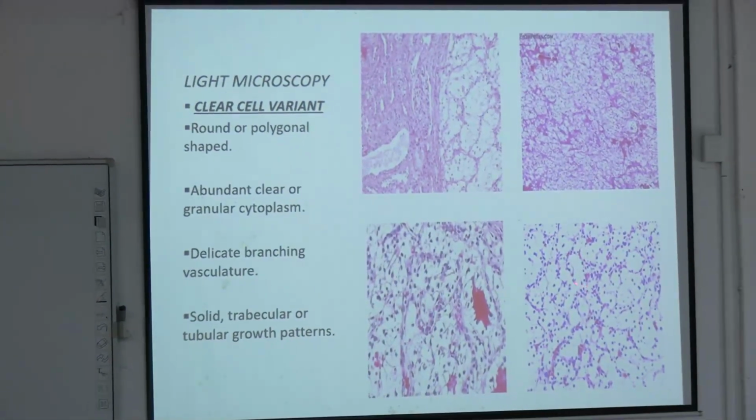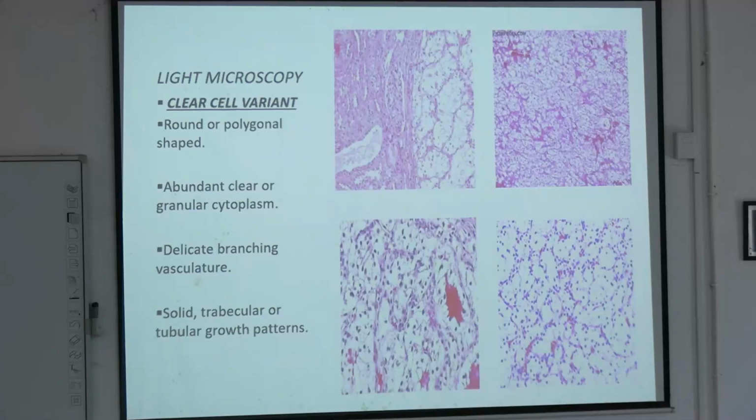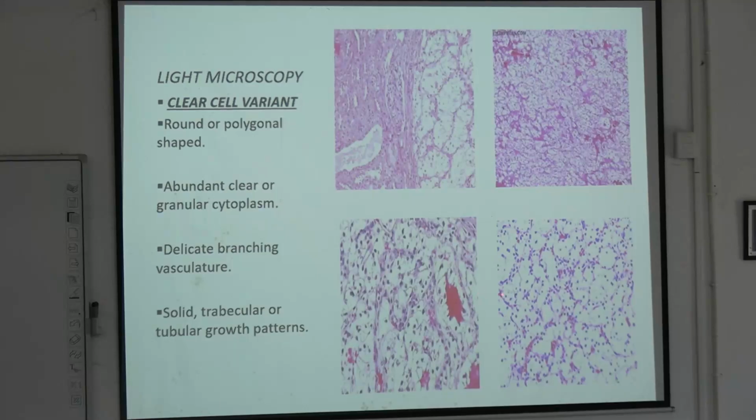So look at this. These are all the clear cells. What is this? This is a blood vessel. And these cells that you can see, these are the nuclei, and all the cells are clear because the lipid has been dissolved during histopathological sectioning. The cytoplasm has been cleared off. Okay? Is it clear?